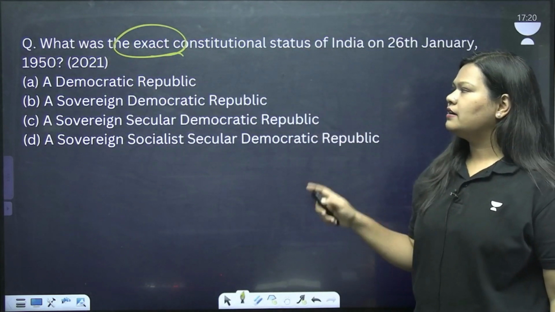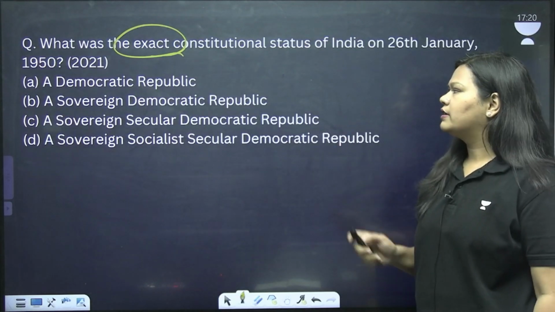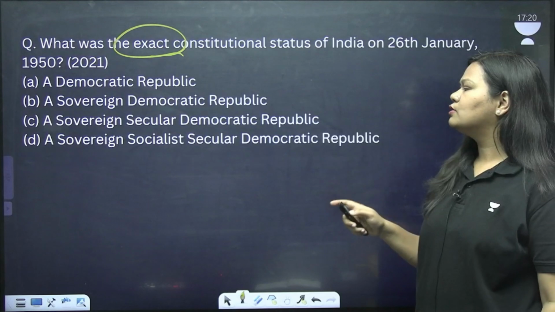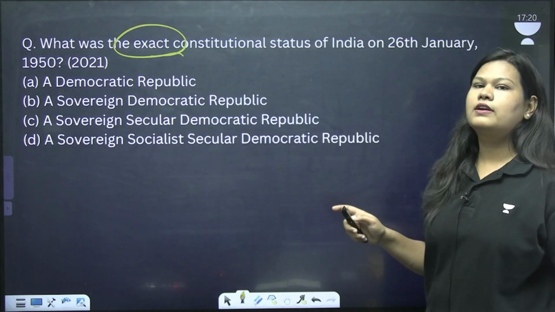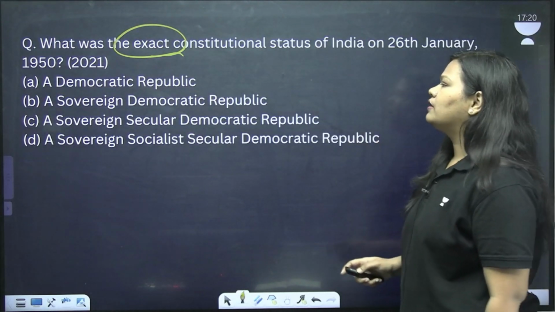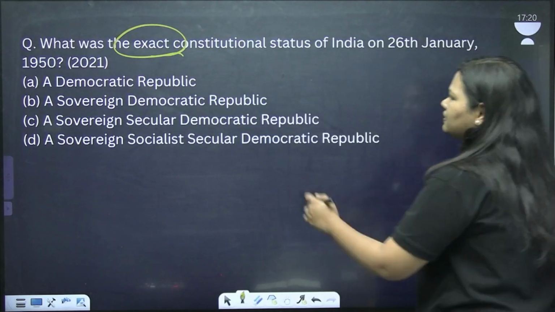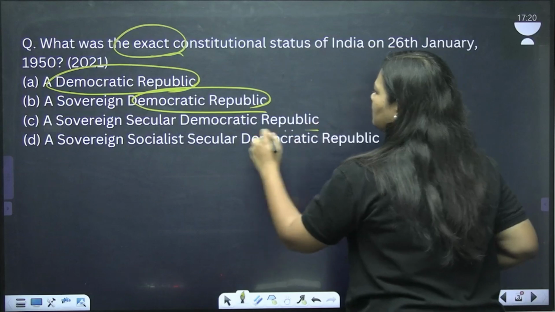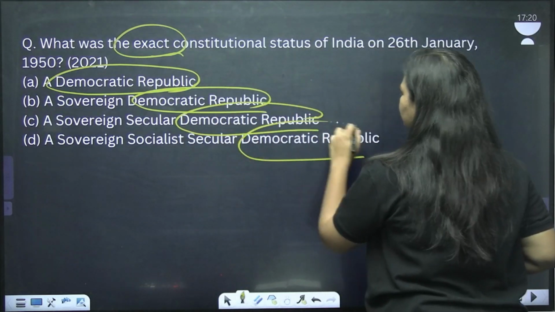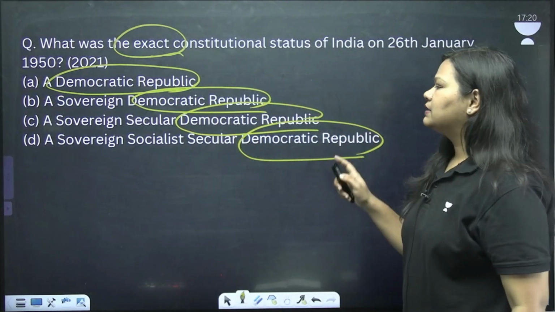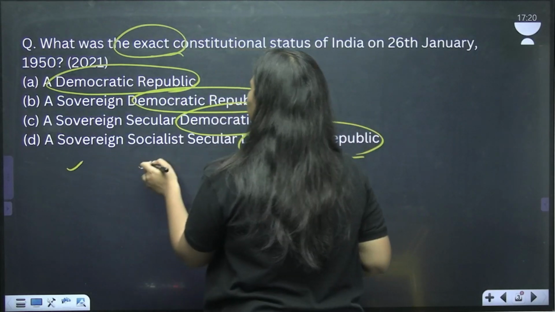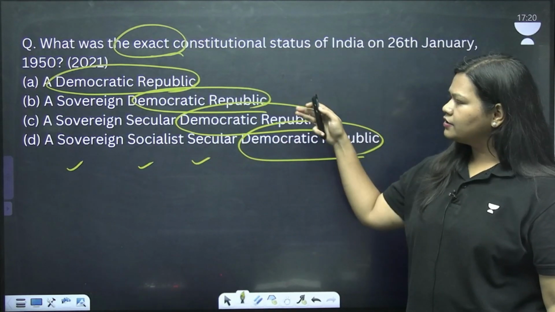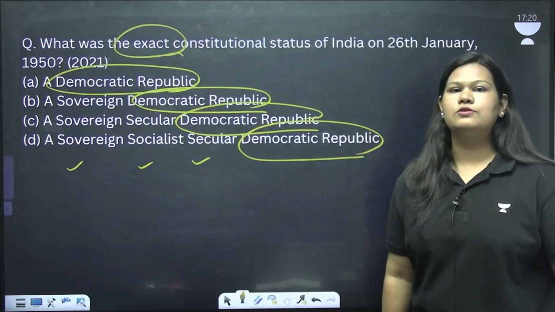And the 4 options are a democratic republic, a sovereign democratic republic, a sovereign secular democratic republic, and the last one is a sovereign socialist secular democratic republic. Out of these 4 options, you can clearly see that the words democratic republic are in all the options. So you need not worry about these 2 terms. Now the real answer is sovereign, socialist, secular. These 3 terms you need to worry about.